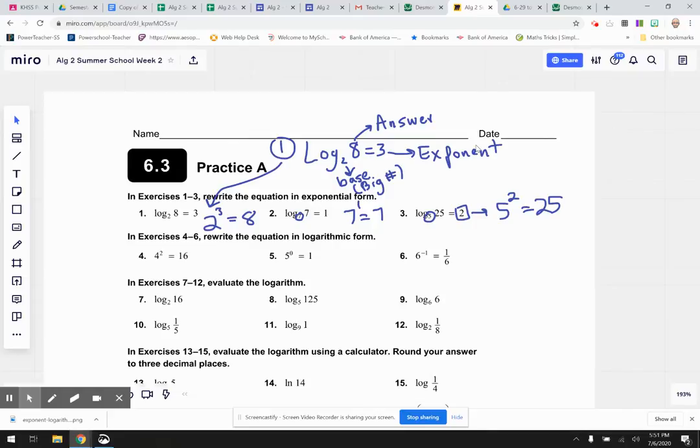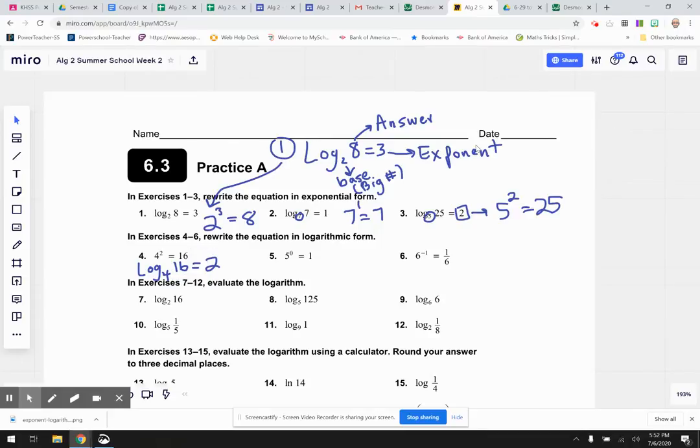Now the second 3 are asking you to write them as a log. Remember, the big number is our base. So log base 4, and the answer is this big number, and the exponent is there. So that would be log base 4 of 16 equals 2, because 4 squared, if I took the 4 and squared it with my exponent, would equal 16. So 4 squared equals 16.